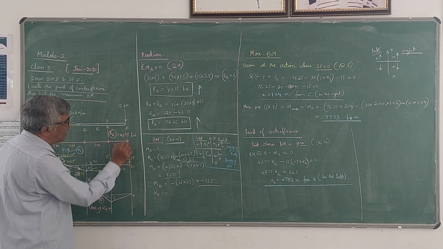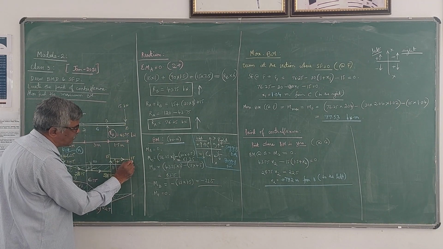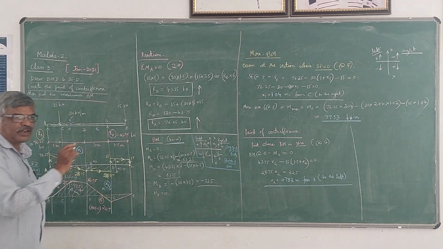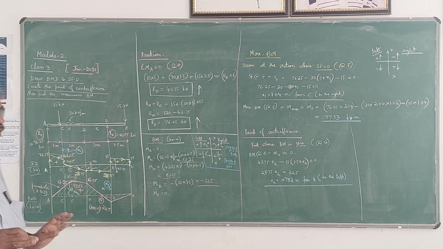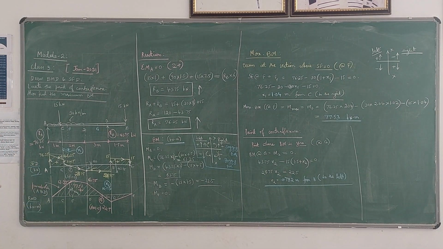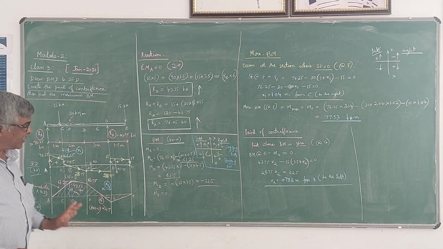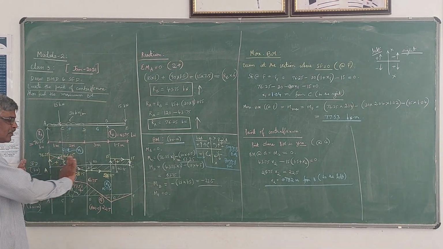Then at E you have a downward force of 15, so move down by 15, and it closes here. This is very important: your bending moment diagram and shear force diagram should close. So I have started from point A and I have ended at point E. Then join these; all of these are straight lines.